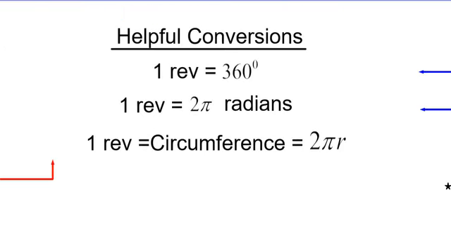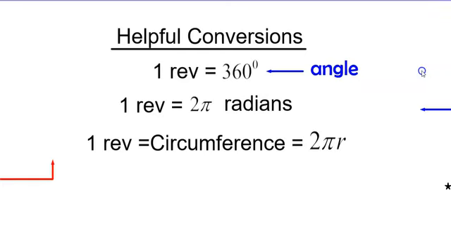So this slide here, you'll definitely want to write this down. These are some helpful conversions that we're going to be using throughout this lesson. The first one I think is pretty obvious and one that we've used quite a bit. One revolution, one trip around the circle, is 360 degrees. That's an angular conversion. One revolution is the same as 360 degrees.